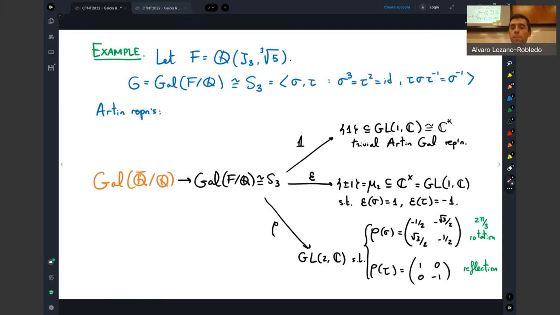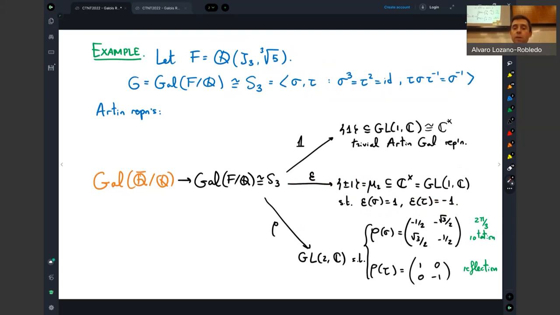This character is the one that will send sigma to 1, and tau, which is the non-trivial automorphism of Q adjoin the square root of minus 3, sends this to minus 1. So the image of that character is just into plus or minus 1, which is the second roots of unity inside C cross, which again I'm going to think of as GL1. Okay, so that's another character, or another representation of S3.